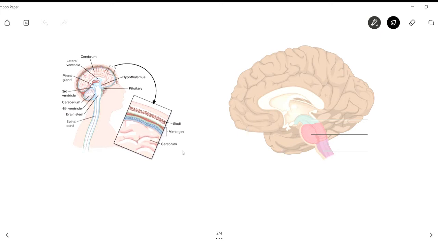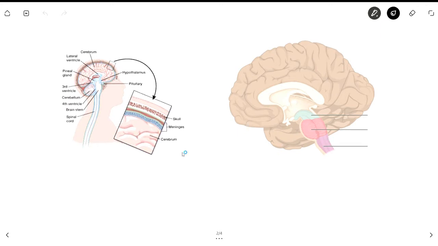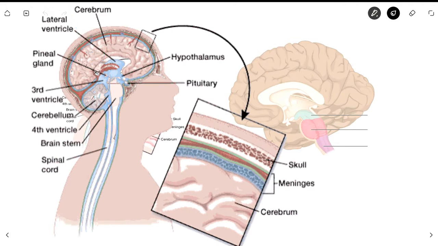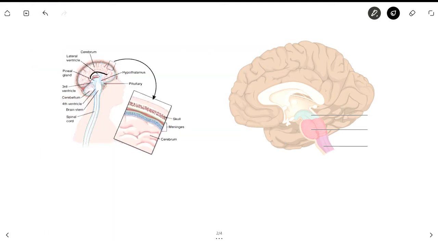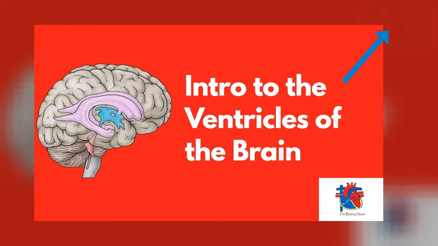So let's start off with the overview of the brainstem. To give you a perspective on where the brainstem is, it's right under the diencephalon, which is right here, and it's right under the lateral ventricles. And if you want to learn more about the ventricles in your brain, check out my video right here.